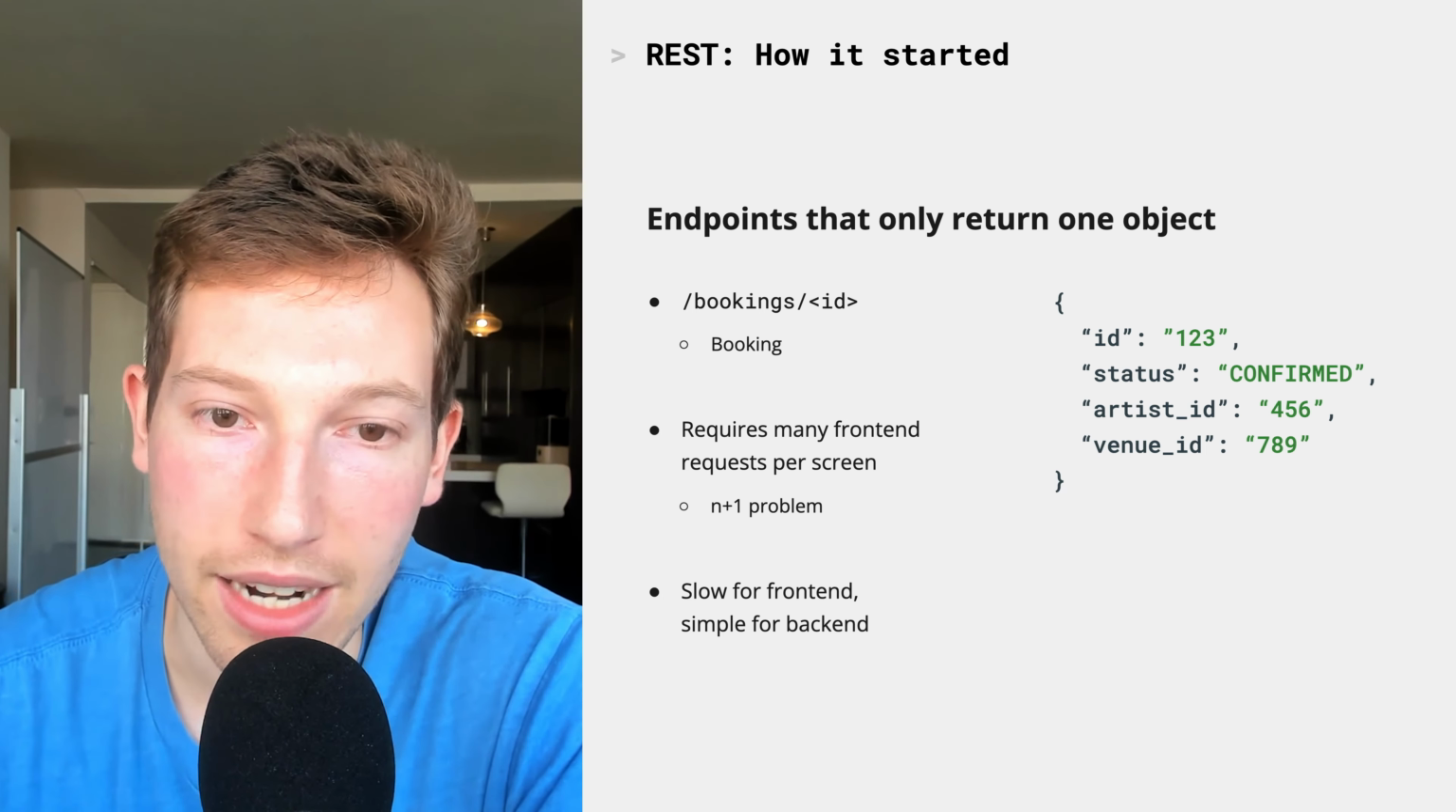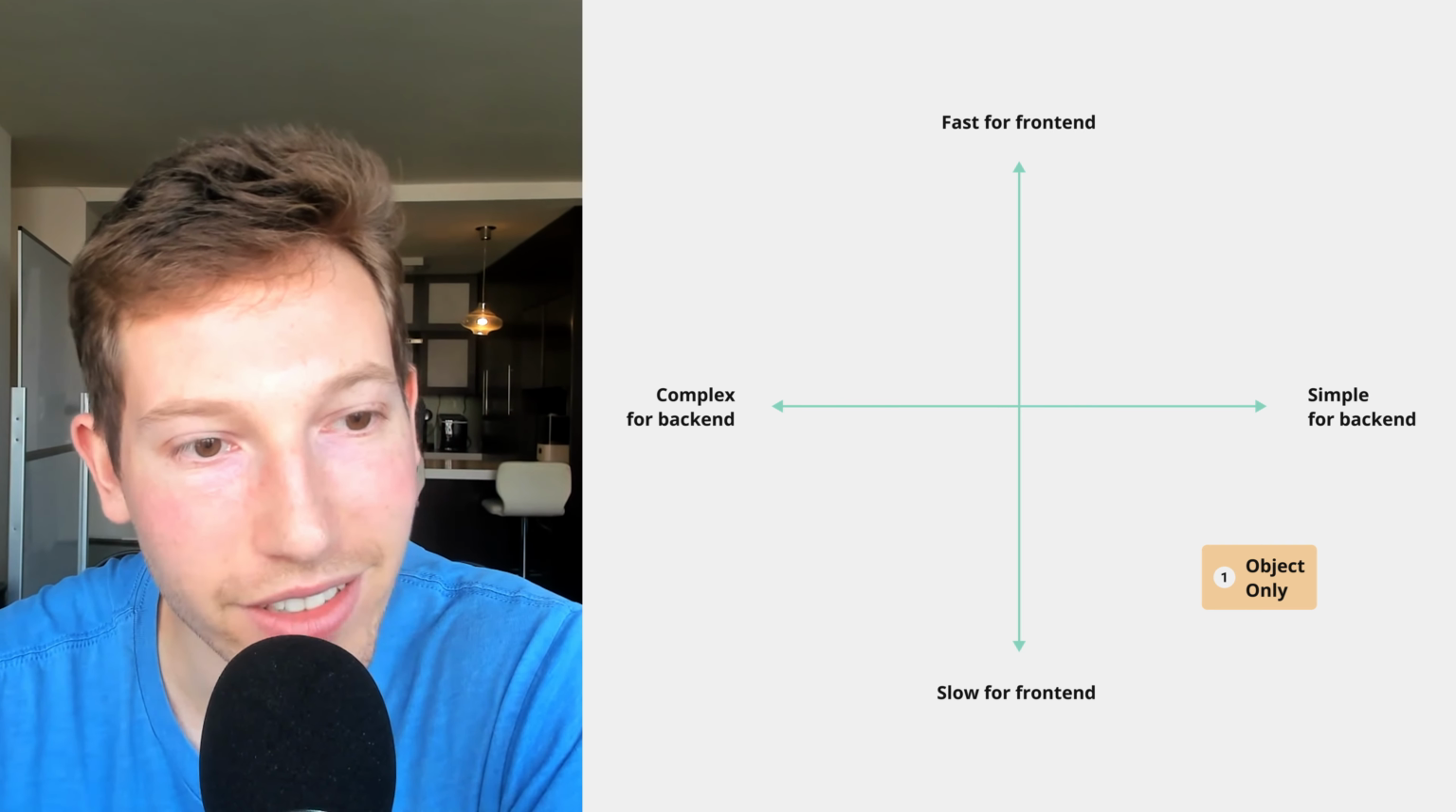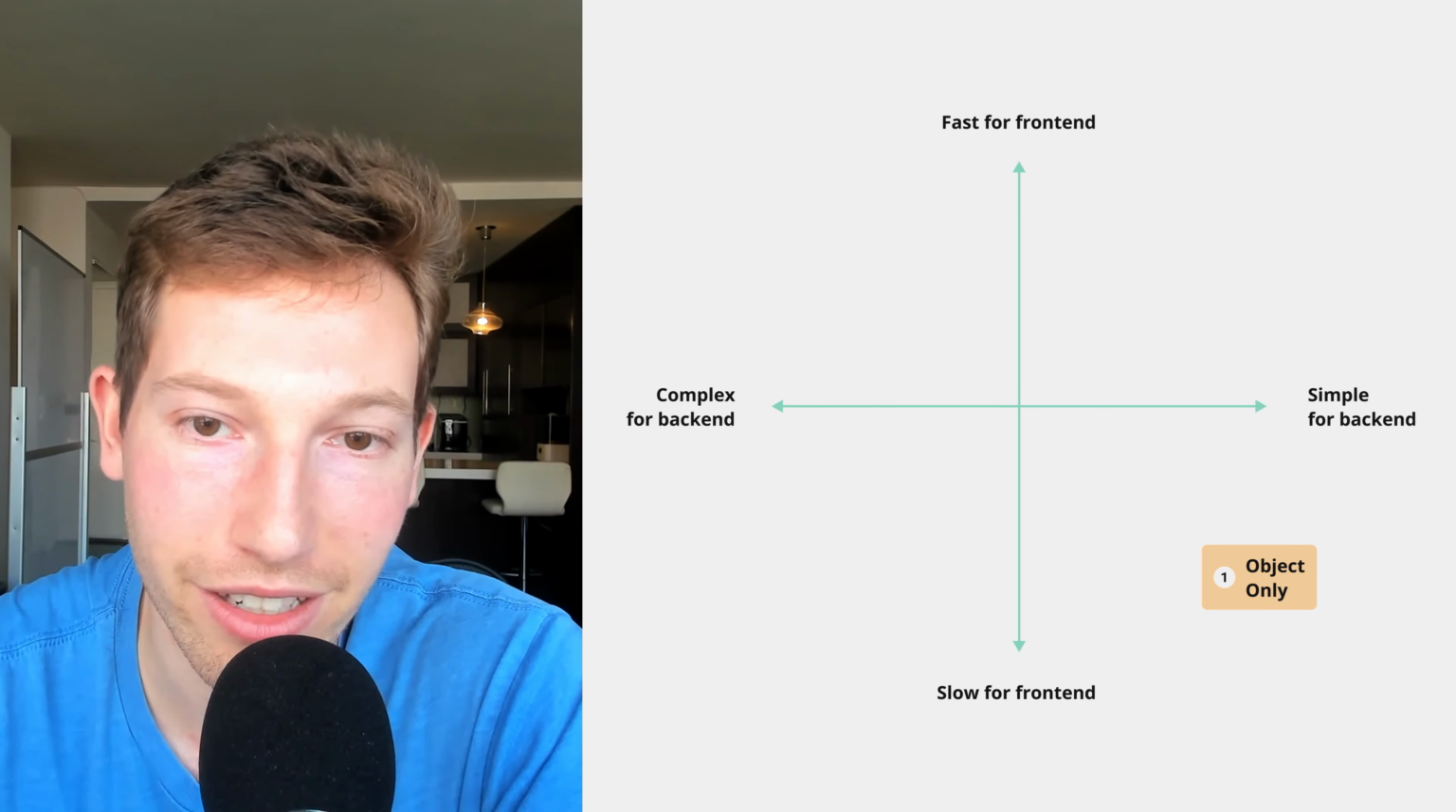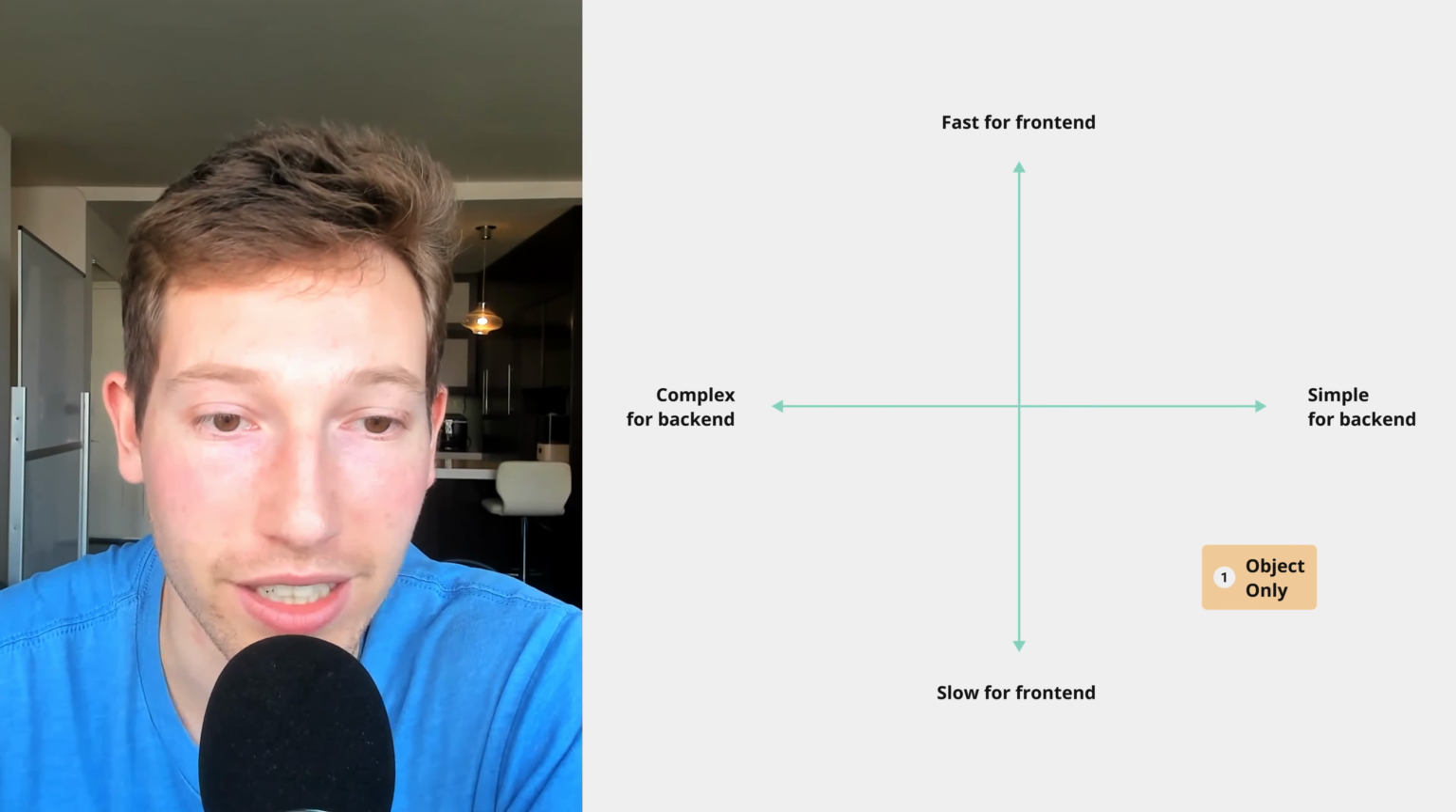And in a chart, fast for the front end to simple for the back end, this is in the bottom right corner. So the next iteration you might consider is just including the nested objects in the response to begin with. Something like get booking will return a booking with artist and venue. This requires fewer front-end requests per screen, maybe even one if the screen is not complicated, because the front end no longer has to query separately for the artist and venue. It's given it. But this is more complicated for the backend.